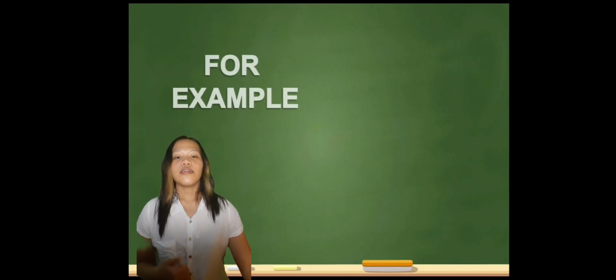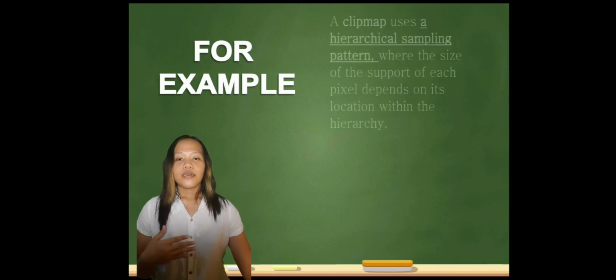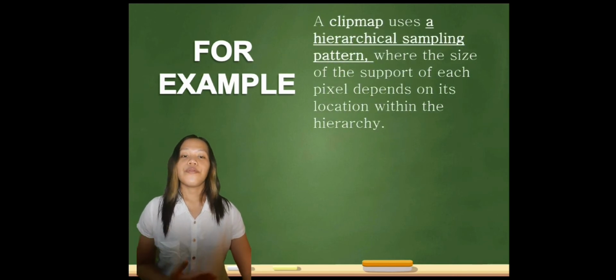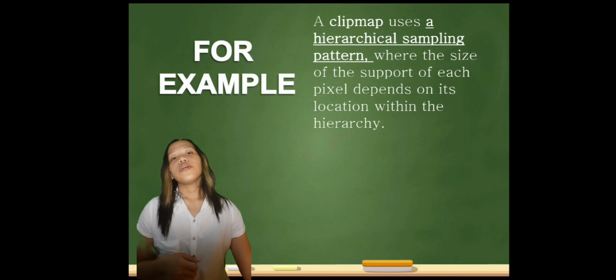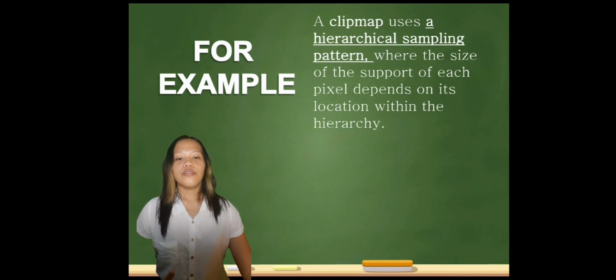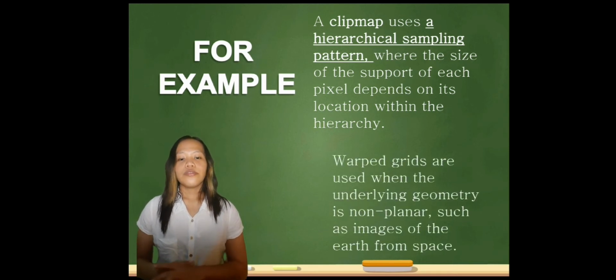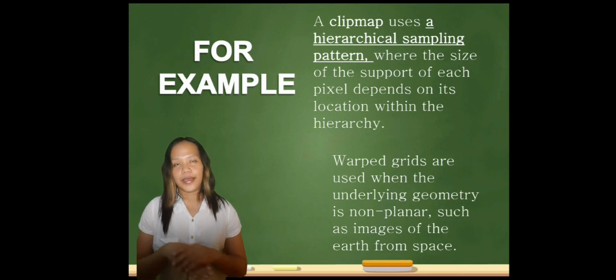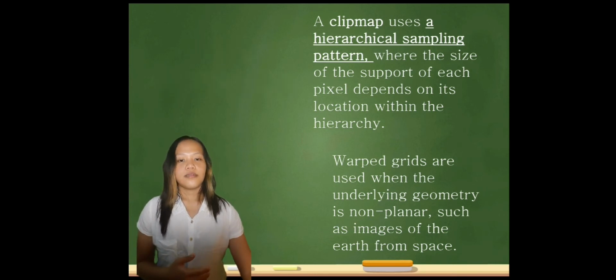Another example is a clip map. A clip map uses a hierarchical sampling pattern where the size of the support of each pixel depends on its location within the hierarchy. There are also grids used when the underlying geometry is non-planar. This is commonly used for images of the Earth from space.